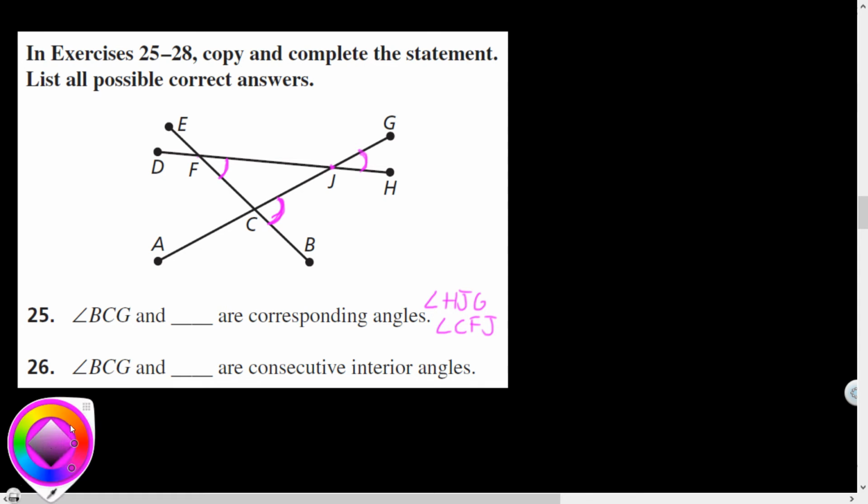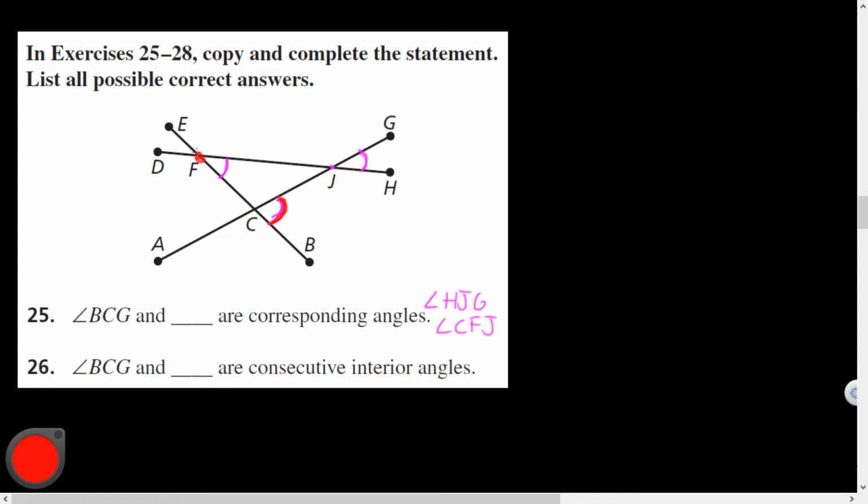All right, let's do 26 as well. We're already here. It's already copied down. Let's do it. Let's see, BCG, same angle, and blank are consecutive interior angles. All right. Consecutive interior angles.